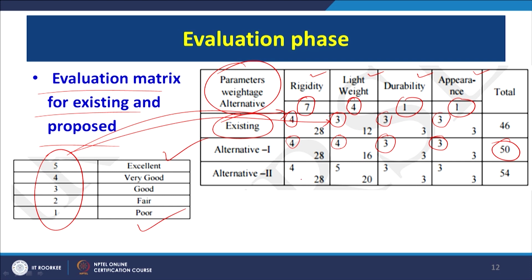So alternative 2 again 4 5 3 and 3. So this is 54. So we say that the overall ranking for parameter weightage alternative, these are the parameters in this direction, this is the weightage, and these are the alternatives. So we get that for alternative 2 we get a higher score.